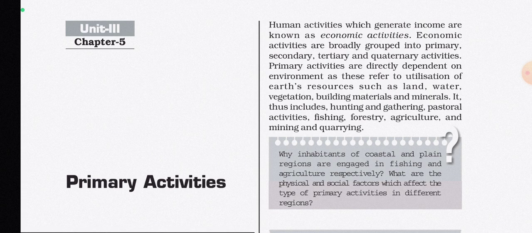So let's start chapter 5, that is primary activities. Human activities which generate income are known as economic activities. Economic activities are broadly grouped into primary, secondary, tertiary, and quaternary activities. Primary activities are directly dependent on environment.